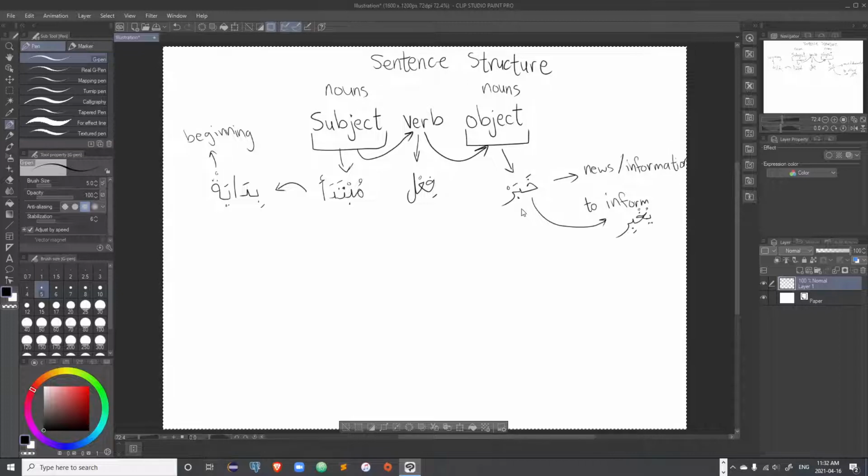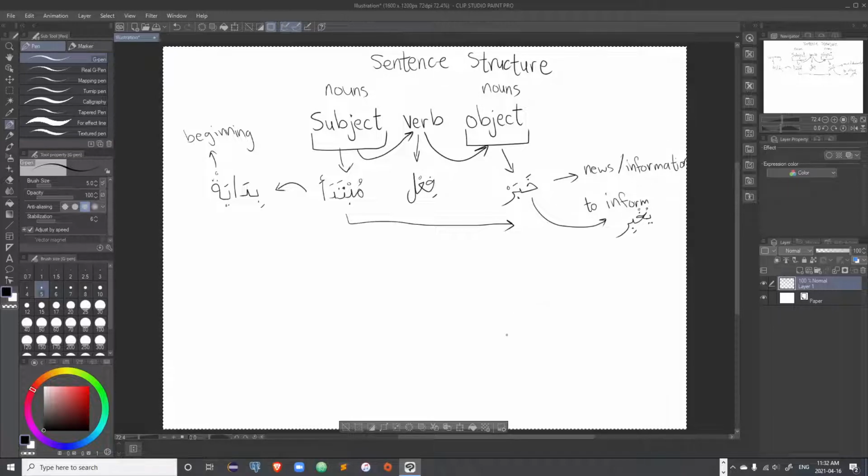So khabar linguistically means news or information. Grammatically, it means the object. However, the definition does settle here nicely, because the object informs you of the rest of the sentence or the actions taken in a sentence. That is why it is called khabar. So in Arabic, the flow of the sentence will be in this direction. I simply wrote it from left to right for the translation, but we will actually start writing from right to left now. Let us take an example.